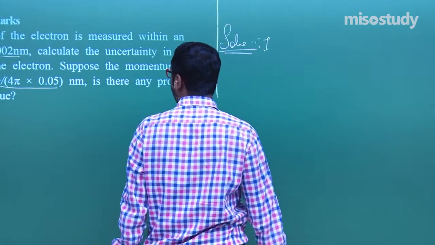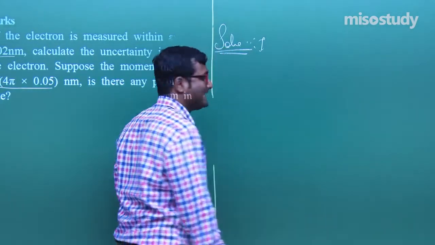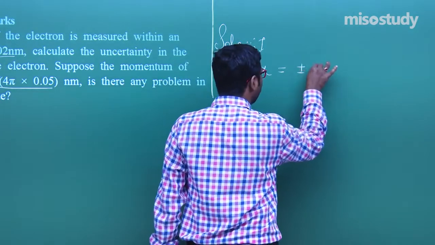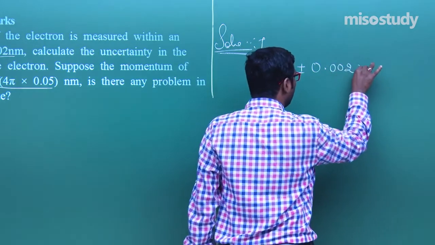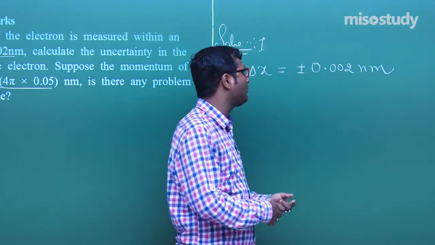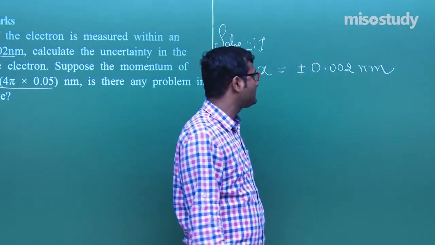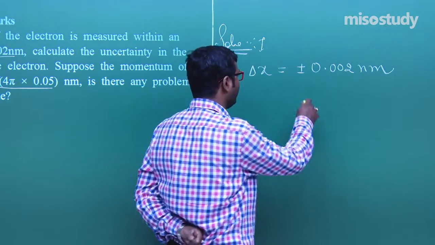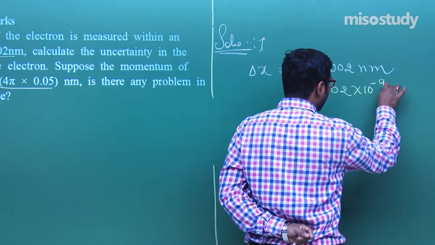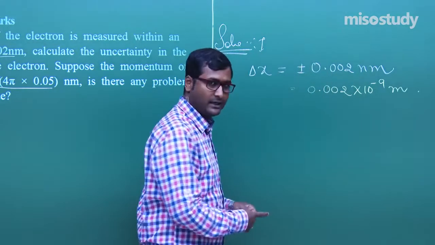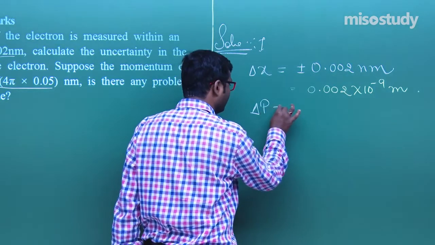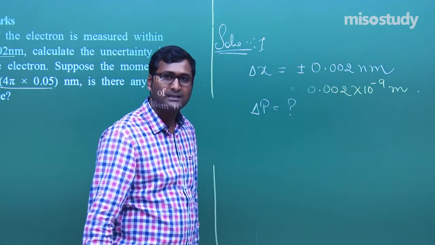Listen carefully. The position of the electron is measured with an accuracy, that is, it is given delta x is equal to plus minus 0.002 nanometer. That is the range, between minus 0.002 to plus 0.002 nanometer. Convert it into meters. It can be written like this: 0.002 into 10 to the power minus 9 meter. Clear? And we need to find the uncertainty in momentum, that is delta P. Am I right? Yes sir.